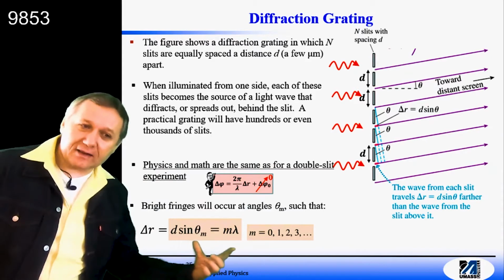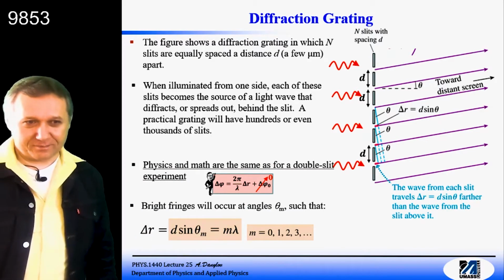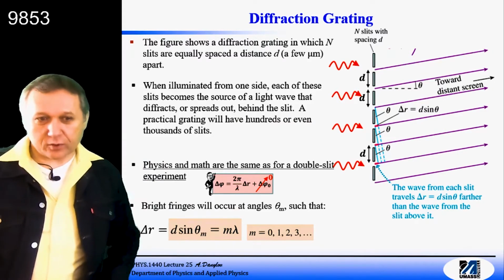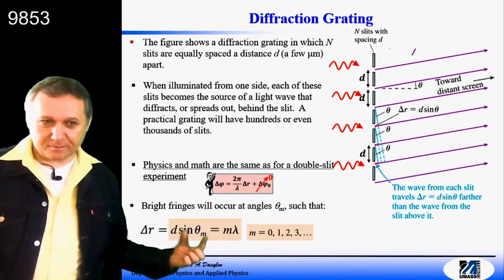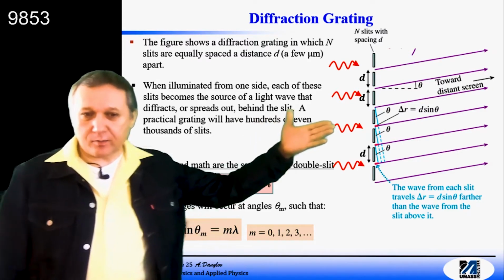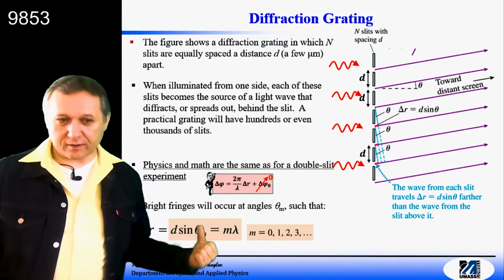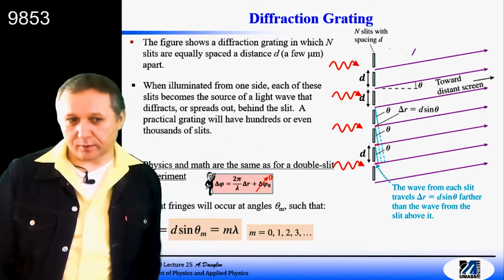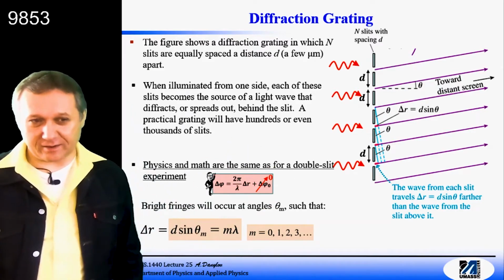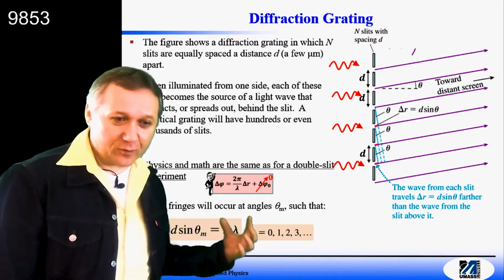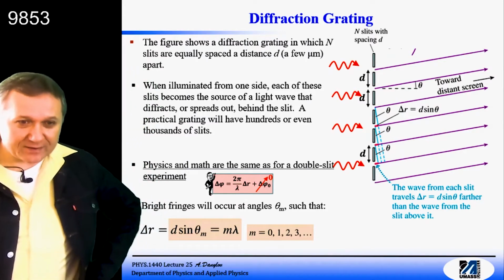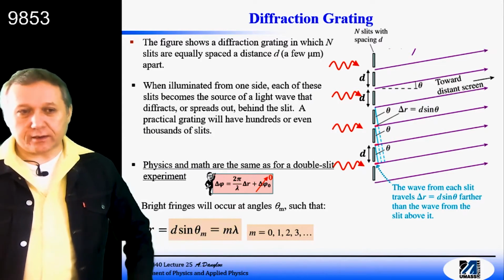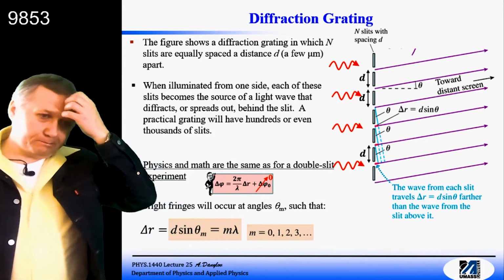So exactly the same formula is used to describe the position, to find the angles to the bright spots. So to the bright spot number 1, it's theta 1, then theta 2, and so on. Exactly the same formula as what we had for a double slit system. And again, m is an integer: 0, 1, 2, and so on.